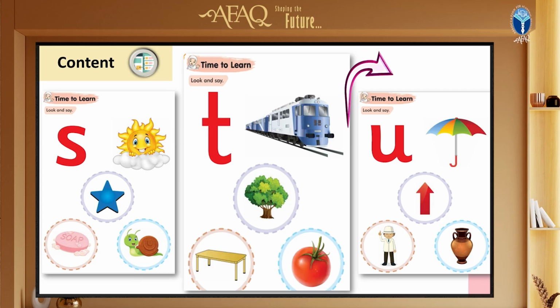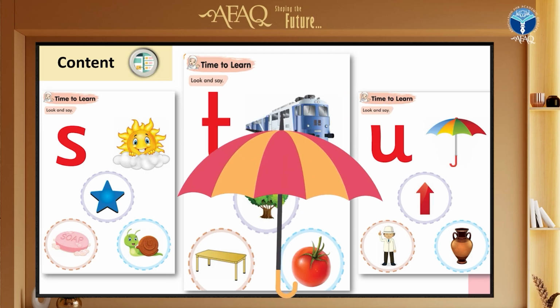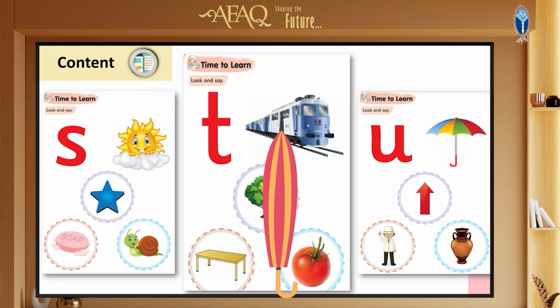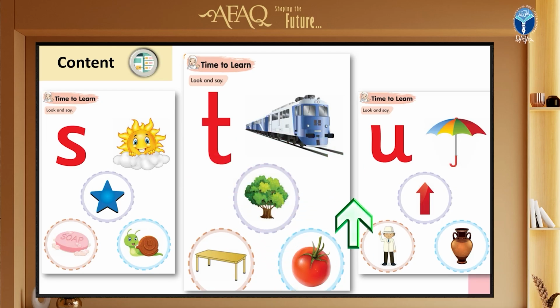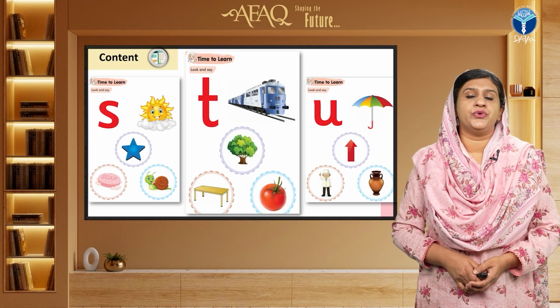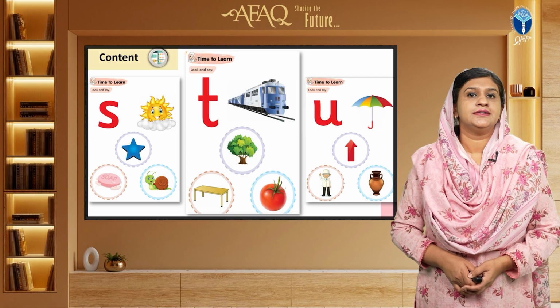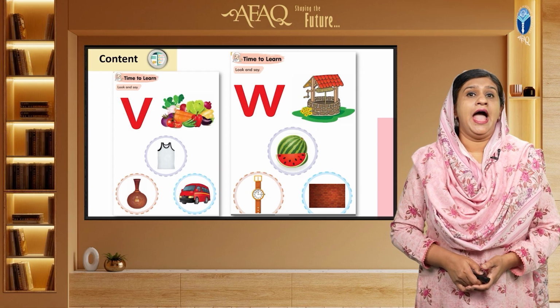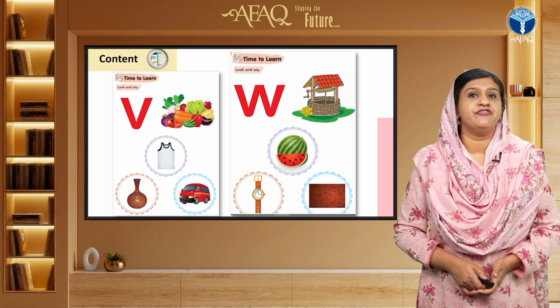And after T we have U, and there is a very short sound of U. It's uh. U, umbrella. U, up in the sky. U, umpire. And U, urn. This will be a new word for you. This thing is known as urn. Okay.